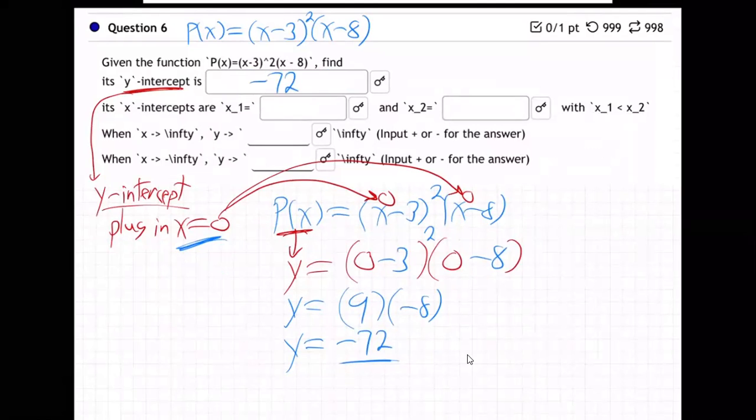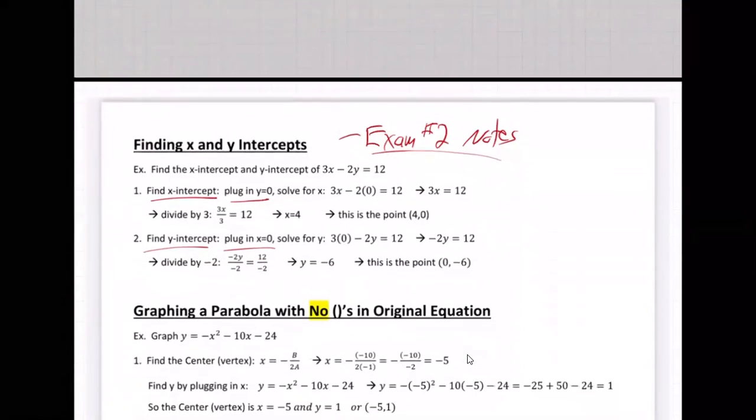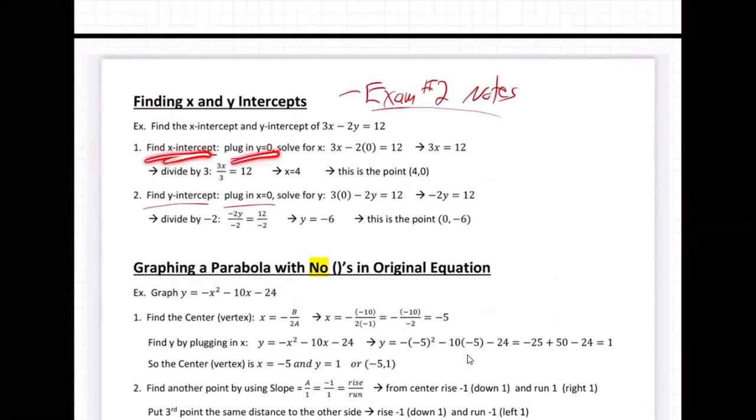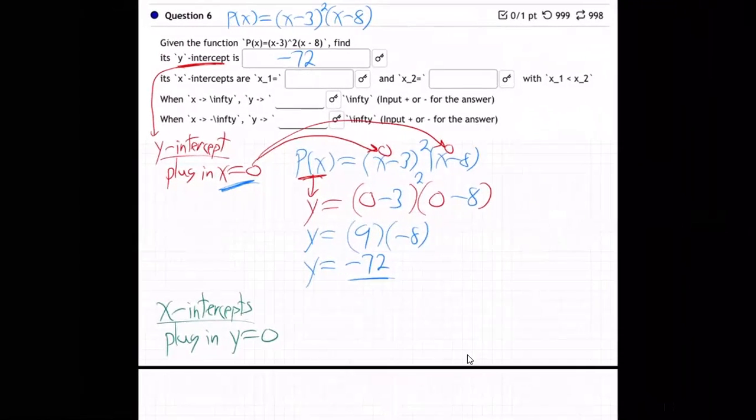So now we need to find the x-intercepts. So how do we find x-intercepts? Well, like we saw in the notes down here, to find x-intercepts, plug in y = 0. To find y-intercepts, plug in x = 0. You just make the opposite letter 0 to find intercepts. So that shouldn't be too bad. So let's come on down. To find the x-intercepts, what do we do? Plug in y = 0. So I'm just going to take this equation again.